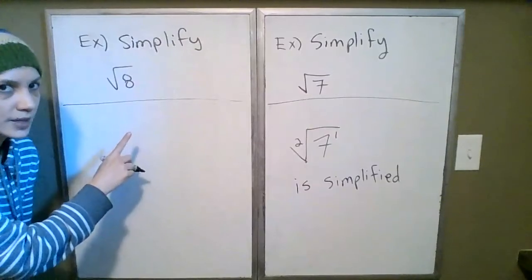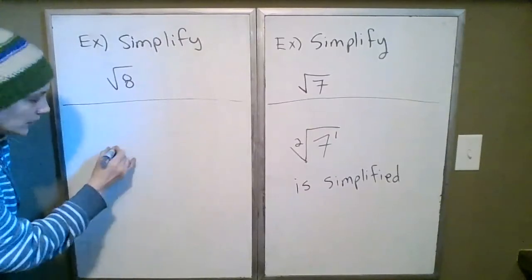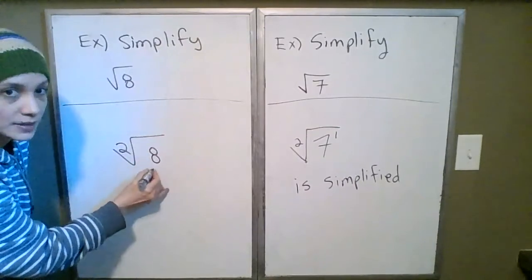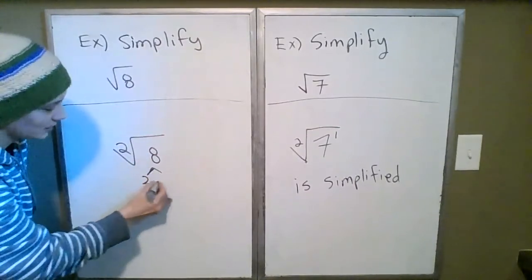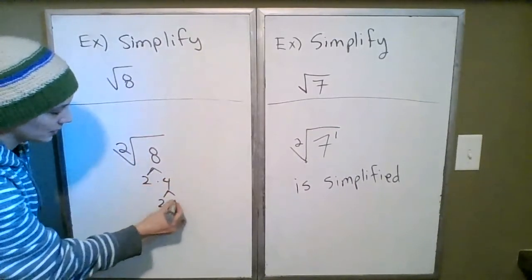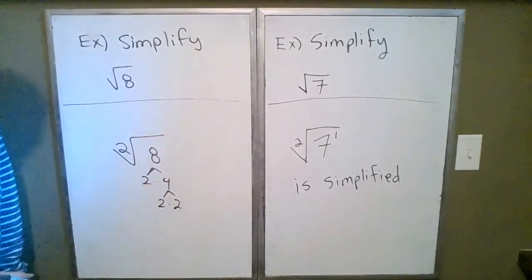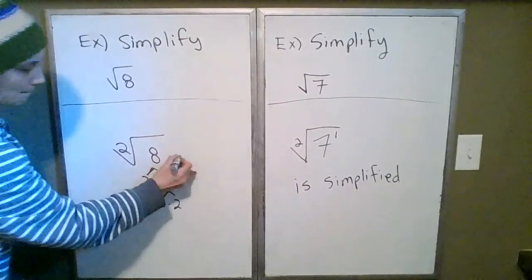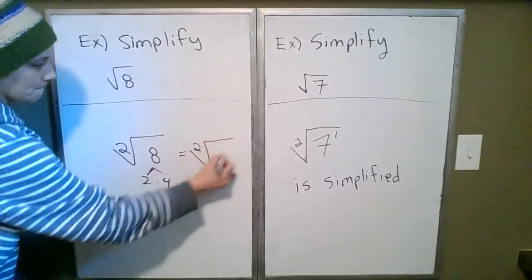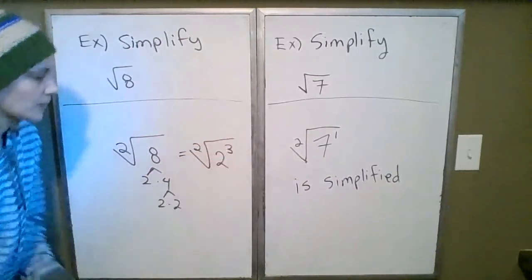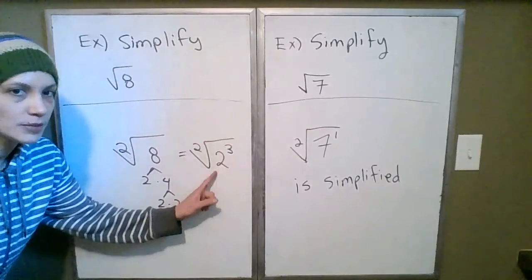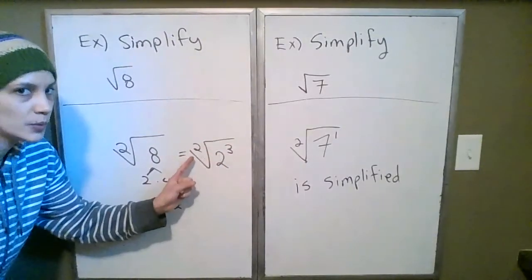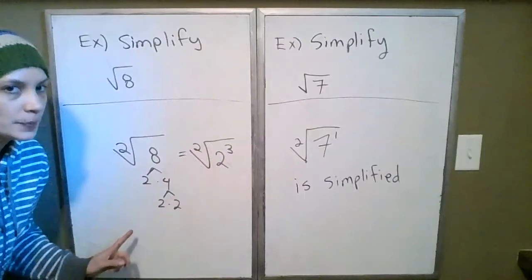Now we've got the square root of 8. So your root is 2. Under here with 8, we're going to factor. It's 2 times 4, which is 2 times 2 times 2. So it's the square root of 2 cubed. We're not simplified yet because that power of 3 is greater than the root of 2. So we need to keep going.